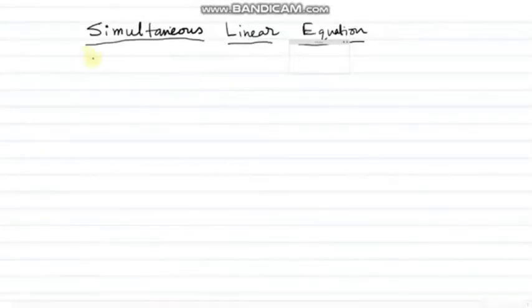Hello everyone. In this video we are going to discuss different methods to solve simultaneous linear equations. What is a simultaneous linear equation? When we have a pair of equations which involves two variables x and y, how do we solve that? So the first method that we are going to learn is the comparison method.